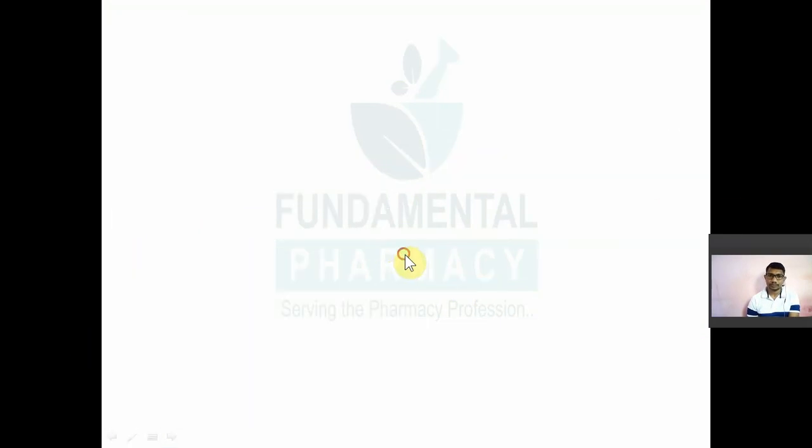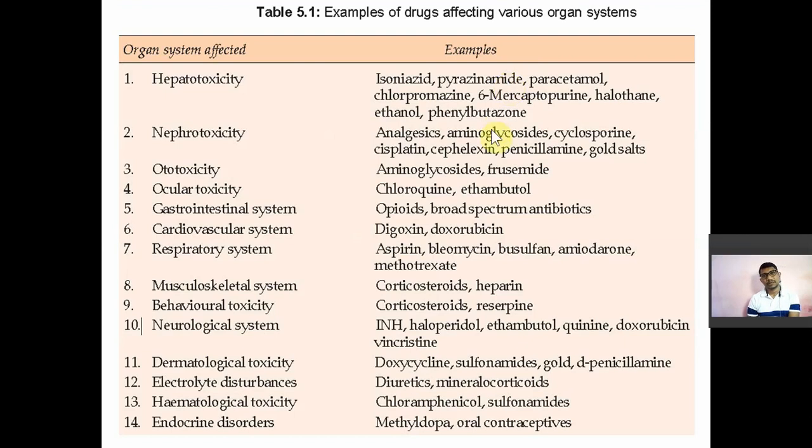Now the next one is drugs and their specific adverse effects. Few drugs have a specific adverse effect. For example, hepatotoxicity is caused by these drugs: isoniazid, pyrazinamide, paracetamol, chlorpromazine, 6-mercaptopurine, halothane, ethanol, and phenylbutazone.